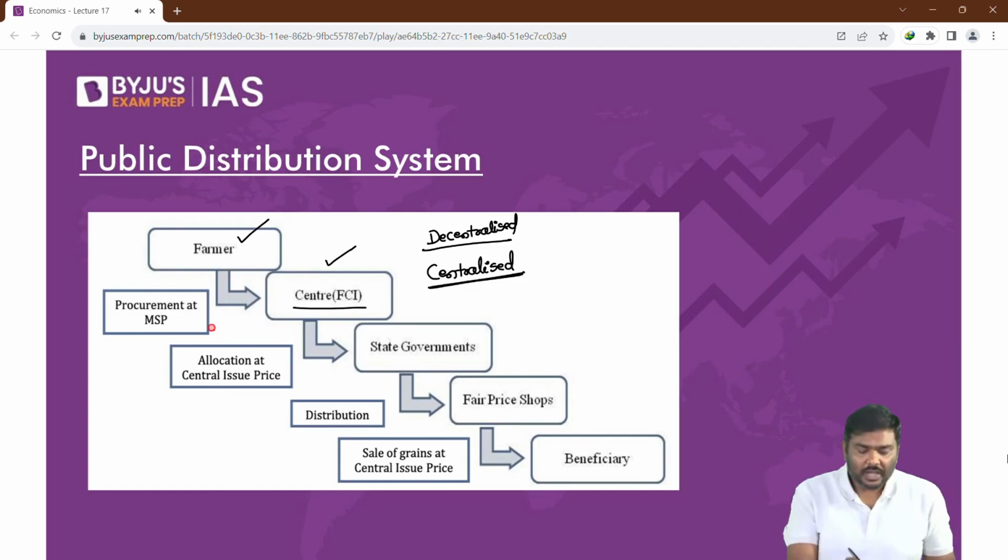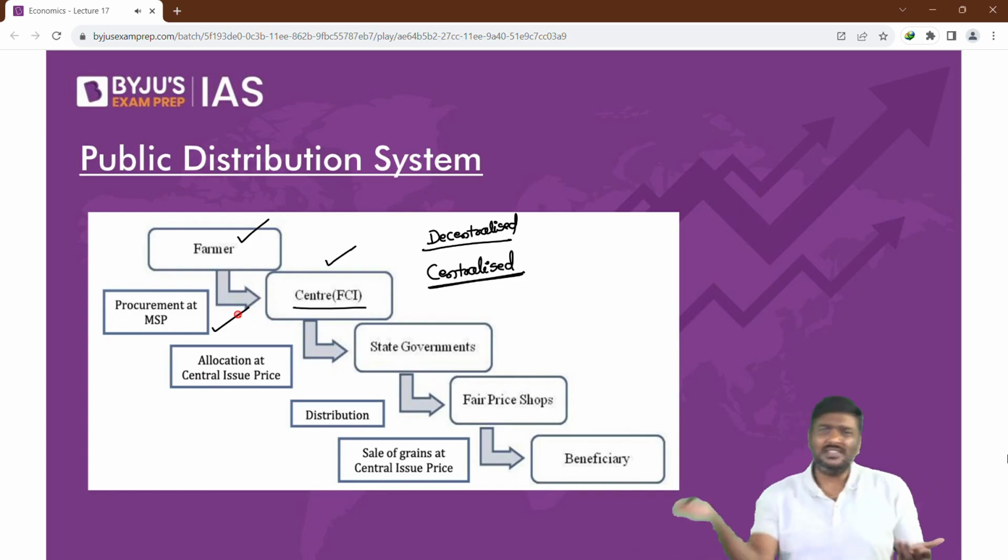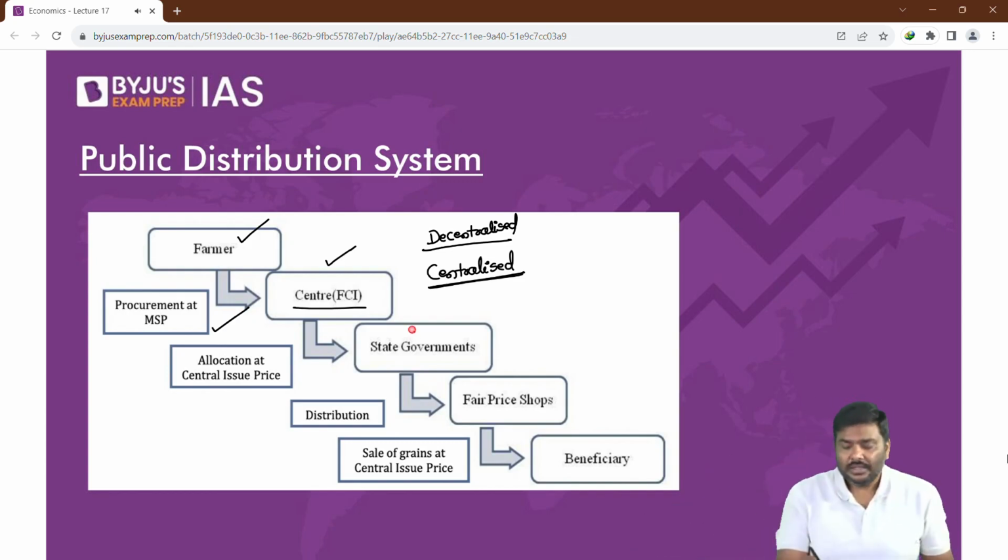Now come back to the point here. The farmer will cultivate. The government through agencies will procure the food grains at MSP, and if there is a bonus, they'll pay the bonus as well.